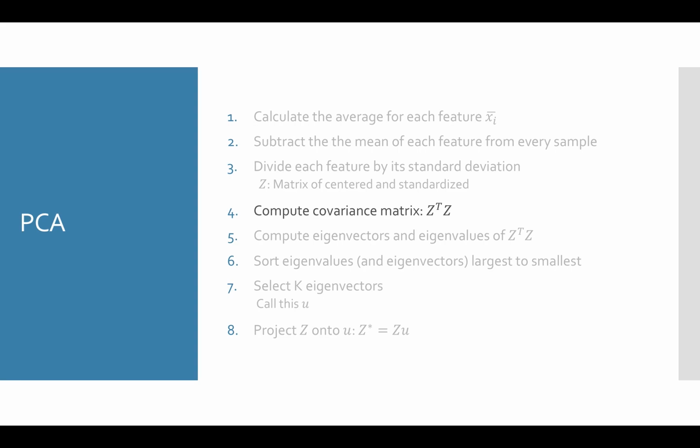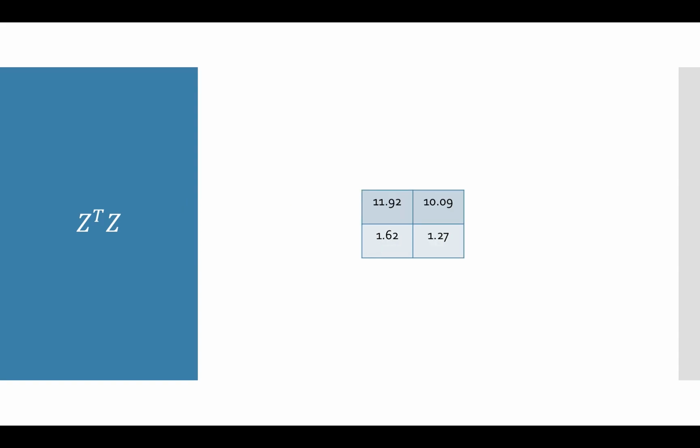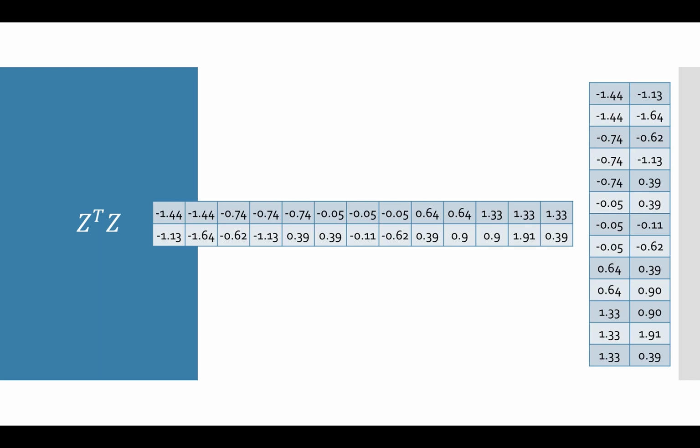We're going to compute the covariance matrix, Z transpose Z. The covariance matrix gives us some sense of how each feature changes with respect to others. So all we do is multiply Z transpose by Z. This is going to give us a 2 by 2 matrix. It's always going to be D by D, where D is the dimensionality of the original data. Now we're dealing with something much simpler, as opposed to this mess back here.